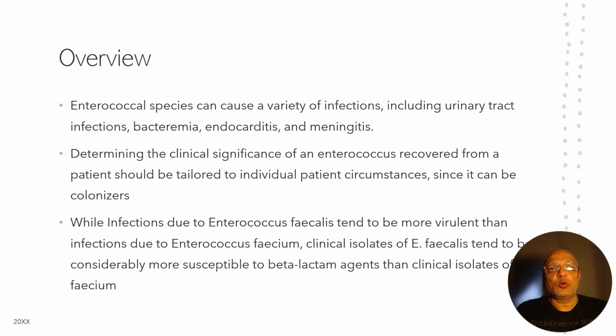Enterococcal species can cause a variety of infections including urinary tract infection, bacteremia, endocarditis and meningitis. There are mainly two species, Enterococcus faecalis and Enterococcus faecium. While infections due to Enterococcus faecalis tend to be more virulent than infection due to faecium, the clinical isolates of faecalis tend to be considerably more susceptible to beta-lactam agents like ampicillin than clinical isolates of faecium.